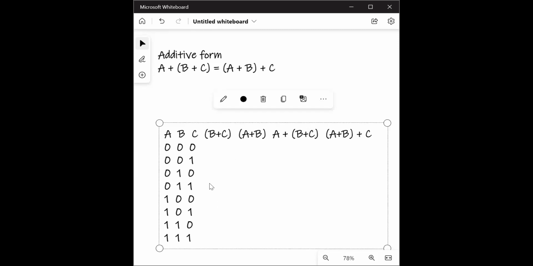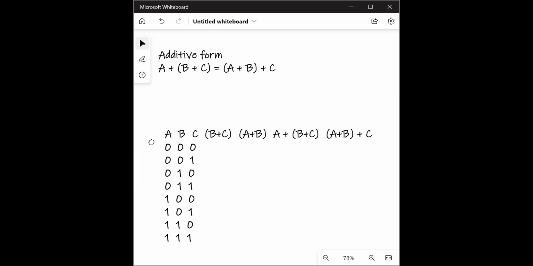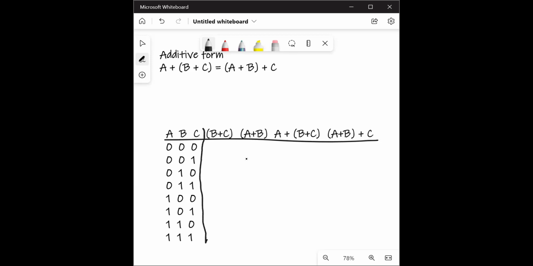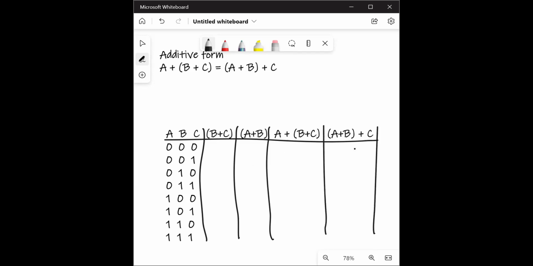Right. Please fill this and send it to me. Find B plus C, A plus B, then A plus BC, then AB plus C. You should see that these two are the same.